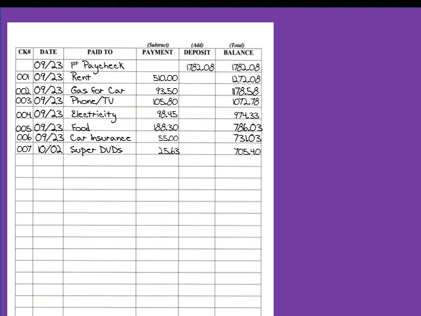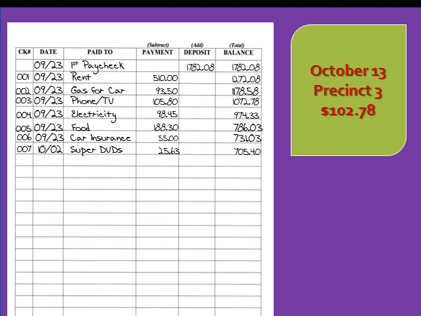Our next unexpected expense for the month, it looks like on October 13th, you got a speeding ticket. You owe Precinct 3 $102.78. Ouch. Alright, we've got to write a check for this, but we need to record the transaction first. We have check number 008, the date, October 13th, paid to Precinct 3. We're going to add the notation ticket. We might also put that on our check.